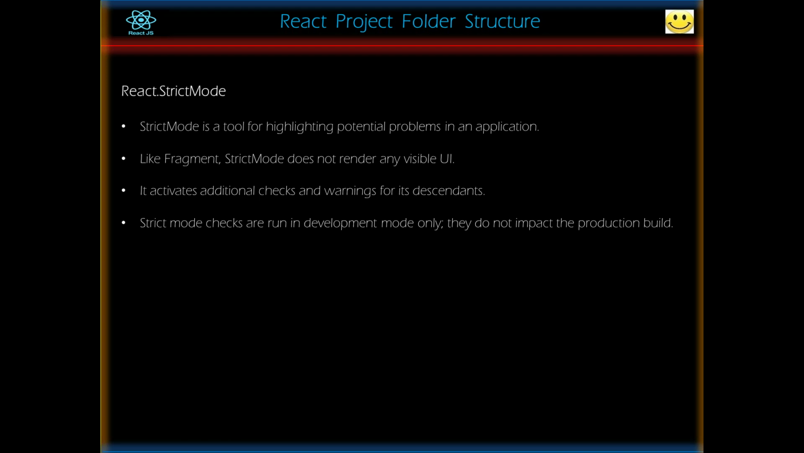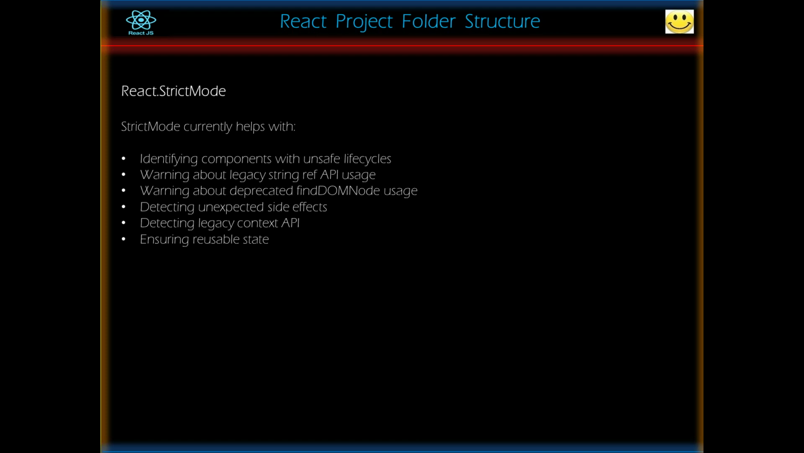Like fragments, strict mode does not render any visible UI. It activates additional checks and warnings for its descendants. Strict mode checks are run in development mode only. They don't impact the production build. Strict mode currently helps with identifying components with unsafe life cycles, warnings about legacy string ref API usage, warnings about deprecated findDOMNode usage, detecting unexpected side effects, detecting legacy context API, and ensuring reusable state.